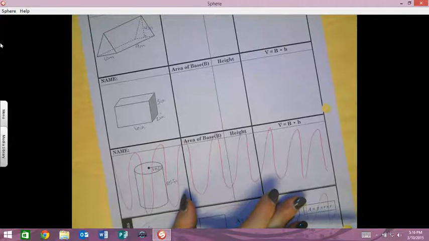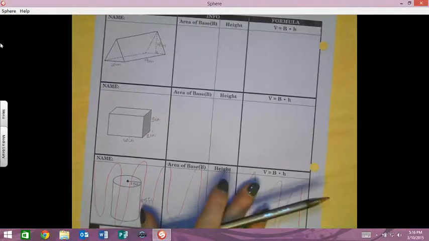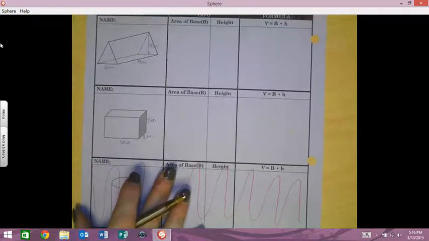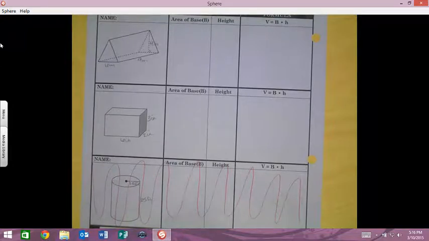Okay, the only thing that changed was the numbers on our three-dimensional figures. That's it. So go ahead and pause your video, try to work these out. Even if you work out one and then come back and check it, and then work out the other one and then come back and check it, that's perfectly fine. So good luck, and hopefully you'll do really well on this.